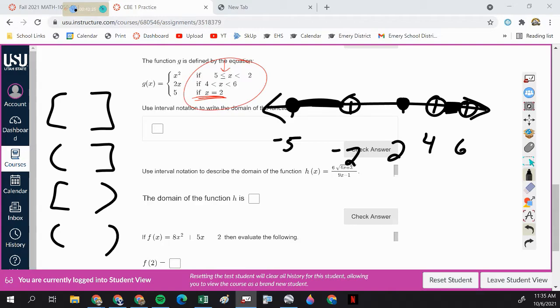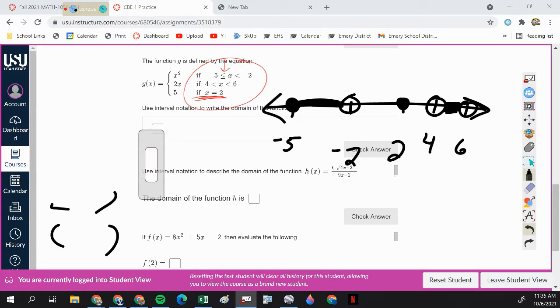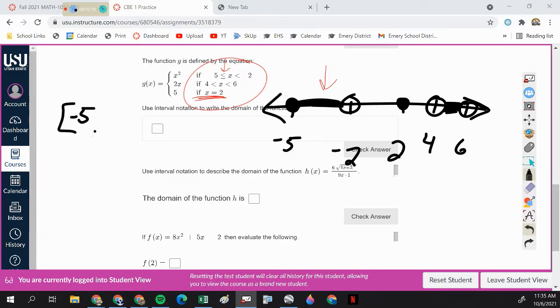We just have to choose the left and the right of each version. So, brackets are closed circles, and parentheses are open circles. So, this piece here would be bracket -5, comma, -2 parentheses. Okay? And then I bet you put comma, and then just the number 2. Nothing around it, just 2. Comma. And then this one goes from 4 to 6, and they're both open.